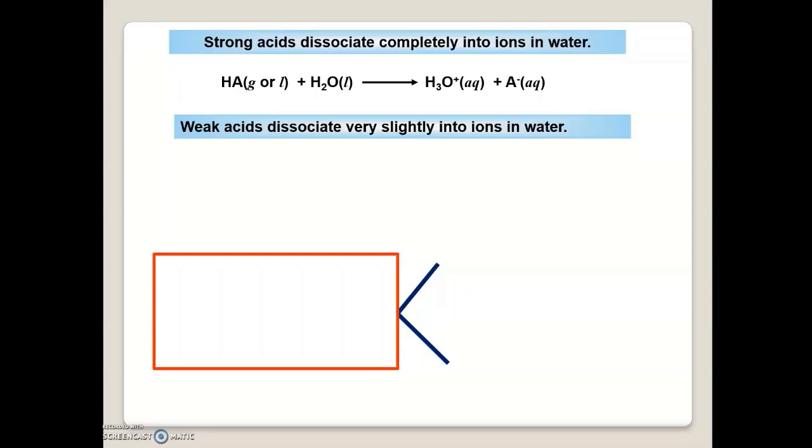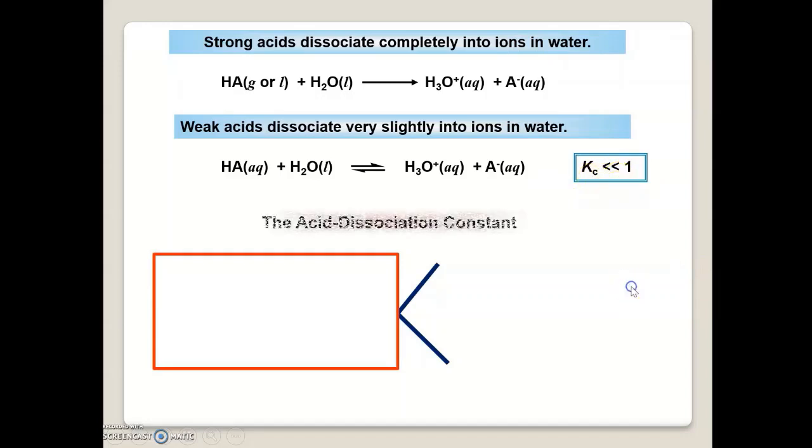So let's recap. The strong acid dissociates completely into ions in water, while the weak acid dissociates very slightly, or partially, into ions in water. This makes the Kc, remember the Kc, the equilibrium constant, less than 1.